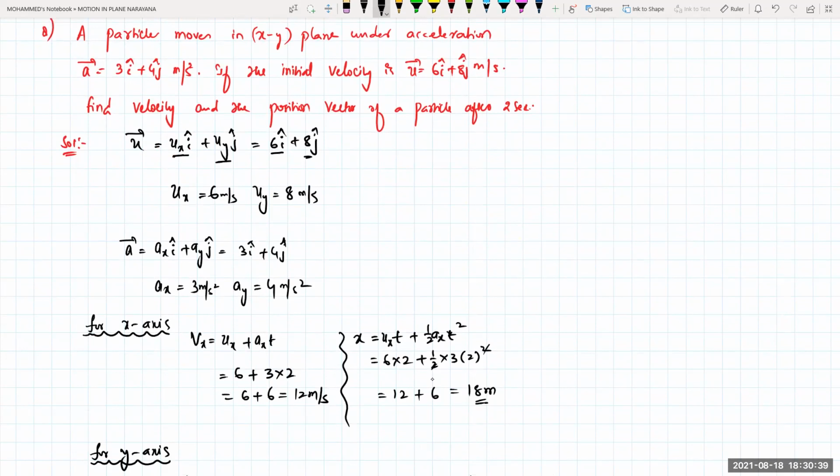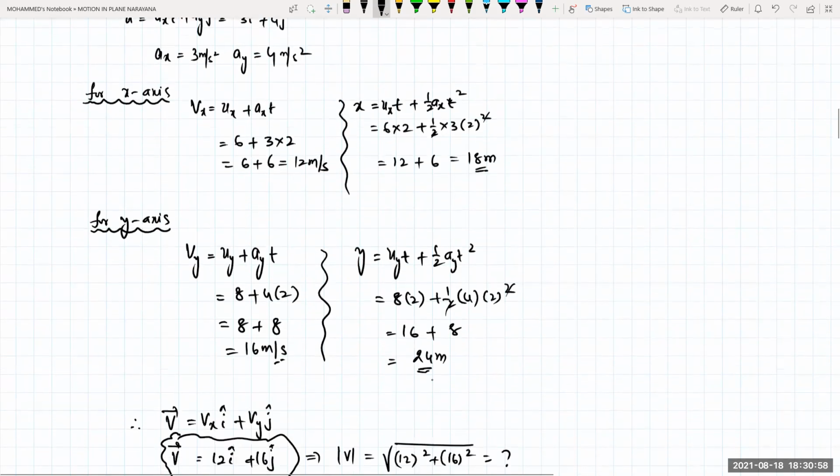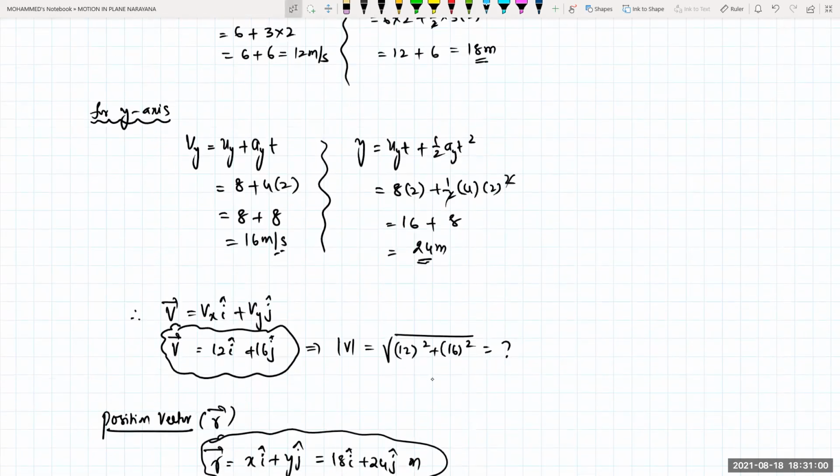Now, for the velocity along the x-axis, vx is equal to ux plus ax into t. The ux value is 6, the ax value is 3, and the time is 2 seconds, so 6 plus 3 into 2, that's 12. In the same way, x will be equal to ux into t plus half of ax into t squared. You can simplify that along the x-axis, and in the same way for the y-axis. So ultimately, the velocity along the x and y axes is 12i cap plus 16j cap.